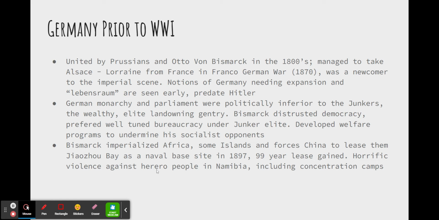Now, Bismarck was not big on imperialism himself, but due to public pressure and from the Junkers, he did imperialize parts of Africa, various island holdings, and forced China to lease them the Jiaozhou Bay as a naval base in 1897, earning a 99-year lease. They did, of course, perform horrific violence against the Herero ethnic people of Namibia, and they did use concentration camps. Adolf Hitler was not the first to employ these either, although he would institutionalize them to a far greater extent.